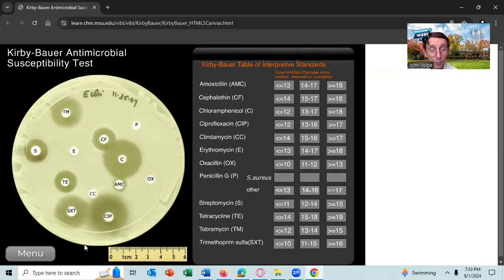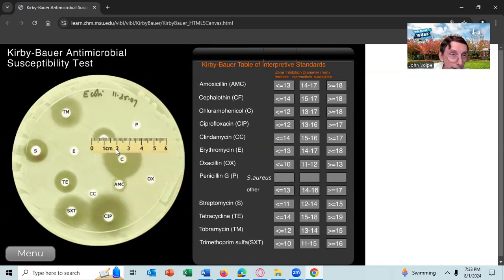And how you work this is you can hit the menu there, and you take this ruler and you take it to the edge of the zone of inhibition. I don't quite have that on the edge. About right there. And then measure the zone of inhibition. So if you look there, that's about 18 millimeters, maybe 19 millimeters.